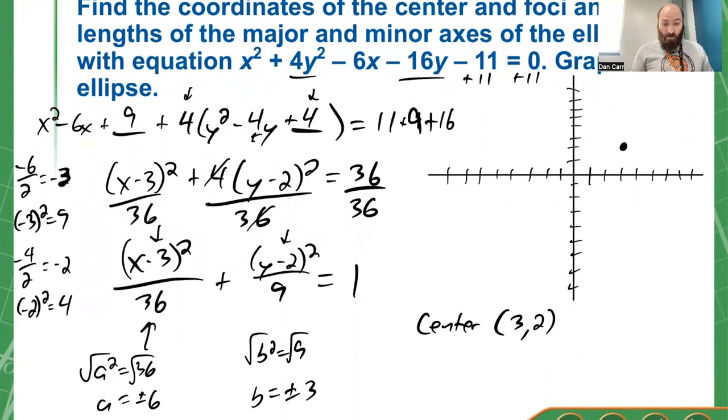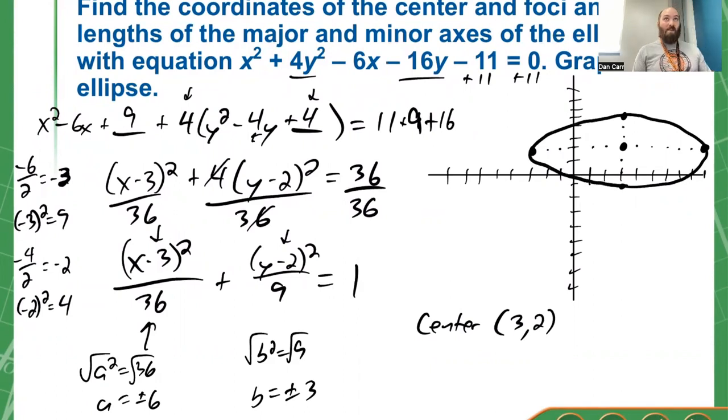From the center point, that's where I'm going to move in my major and minor axes. The major is in the x direction because 36 is under the x's, and then the minor is in the y. So I can go in the major direction plus or minus 6. I'm going to go 1, 2, 3, 4, 5, 6 out here, and 1, 2, 3, 4, 5, 6 over here. For my co-vertices, I'll go 1, 2, 3, then 1, 2, 3. Okay, so I have enough to graph it.